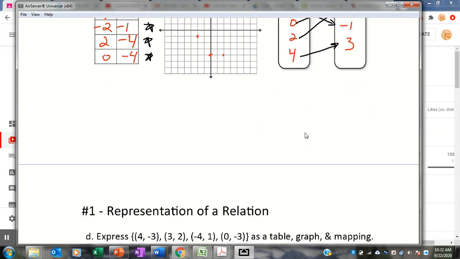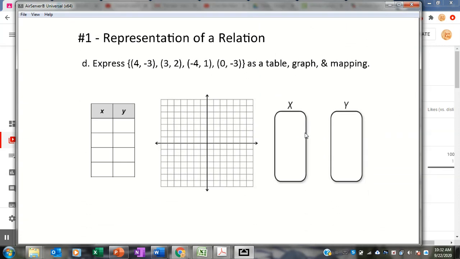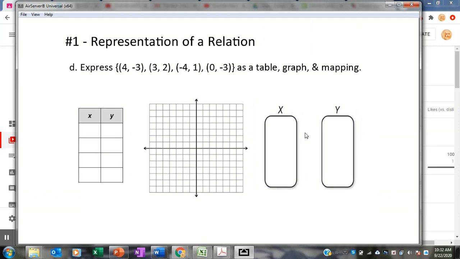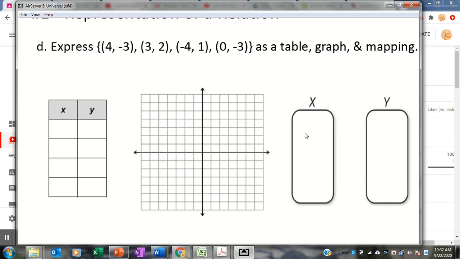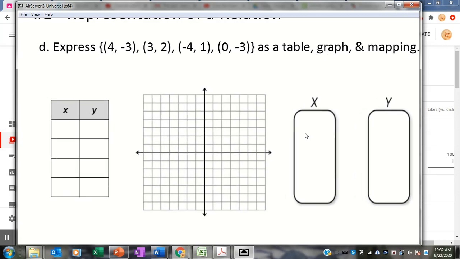Okay, guys, one more, and we'll be good. So this is exactly like the last one. It says express the following ordered pairs as a table, graph, and mapping. So the first thing we're going to do is write in our ordered pairs, which are 4, negative 3; 3, 2; negative 4, 1; and 0, negative 3. So that's just copying them.